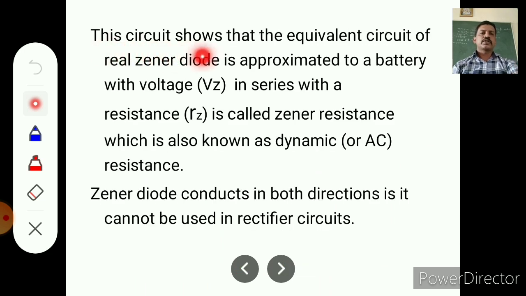The circuit shows that the equivalent circuit of a real Zener diode is approximately a battery with voltage Vz in series with a resistance Rz. It is called Zener resistance, which is also known as dynamic or AC resistance. Since the Zener diode conducts in both directions, it cannot be used as a rectifier circuit. Therefore it does not work like a rectifier, which converts AC into DC.